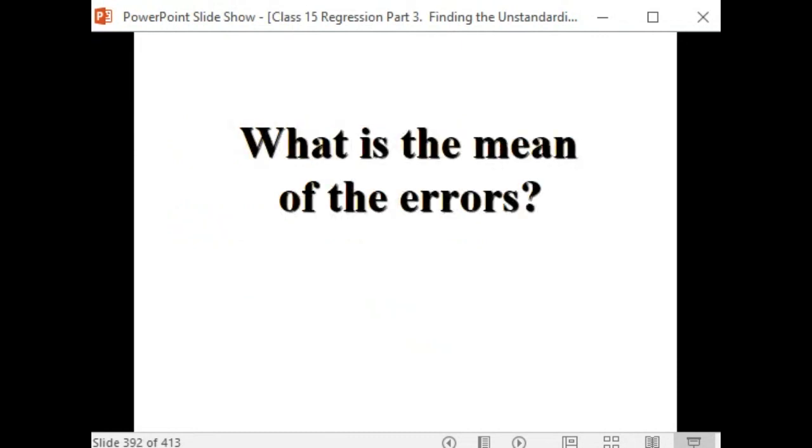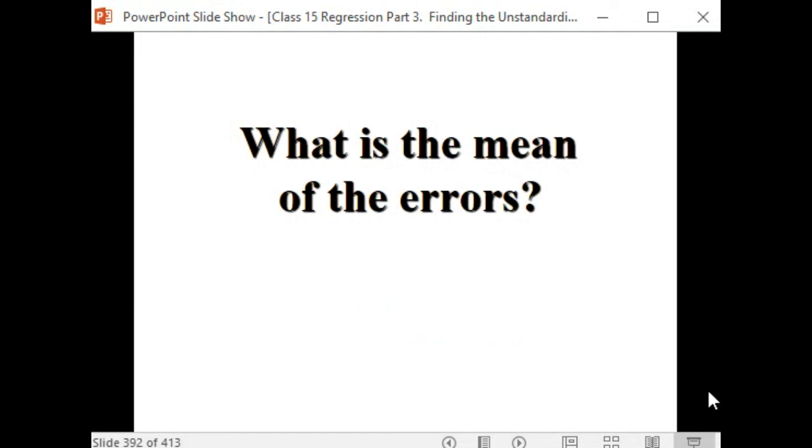So what is the mean of the prediction errors? Okay, we told you this a second ago. The sum and the average or mean of the errors is 0, right? If we add all those errors up or average them, we're always going to get 0.